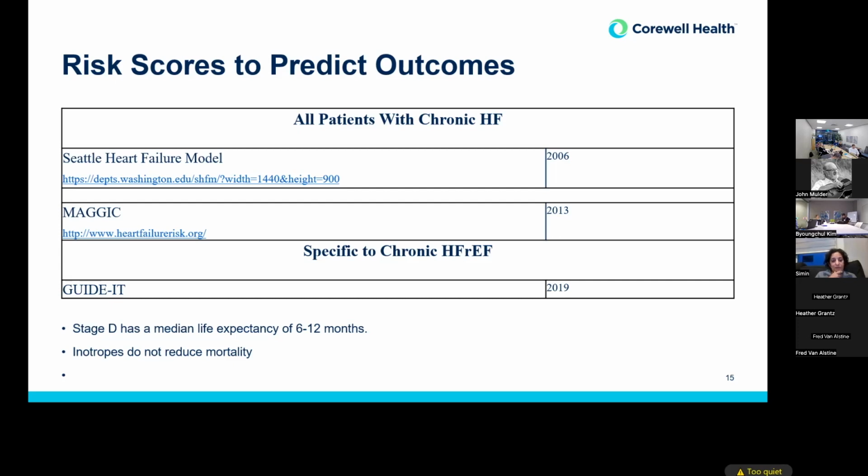Anyway, from a prognostication standpoint, once a patient is in stage D, they have a median life expectancy of 6 to 12 months. So really, if you think about that, all patients with stage D might need to be considered for hospice. Inotropes do affect quality of life, but they do not reduce mortality. So even for stage D patients that may be on milrinone that may subjectively be New York Heart Association class 1, they would still have a life expectancy of 6 to 12 months.